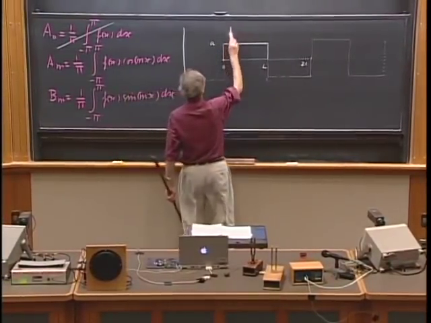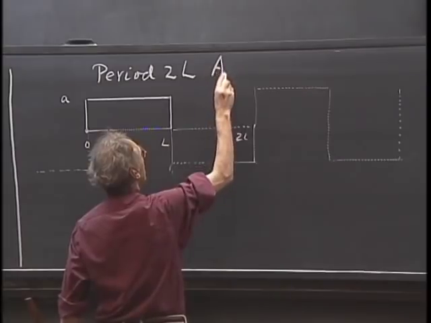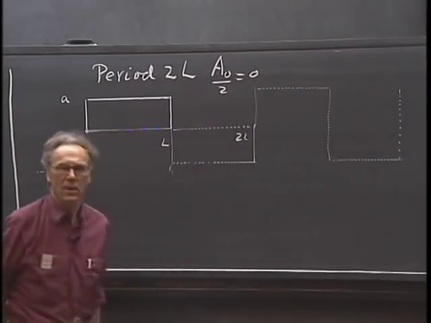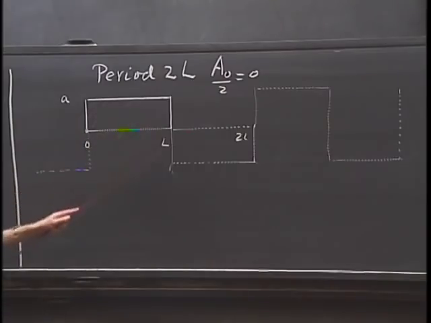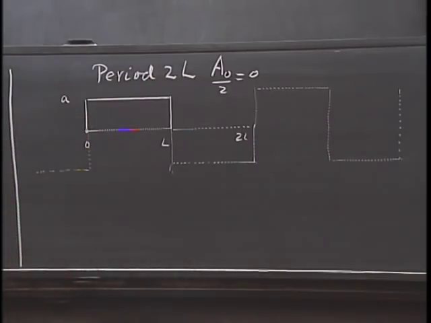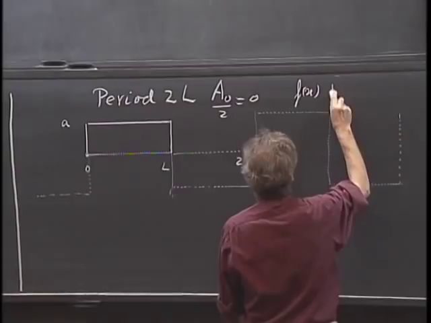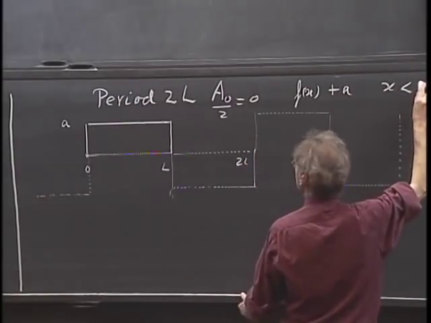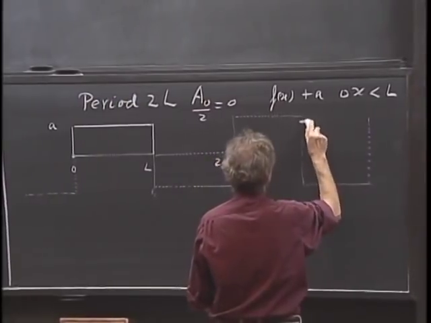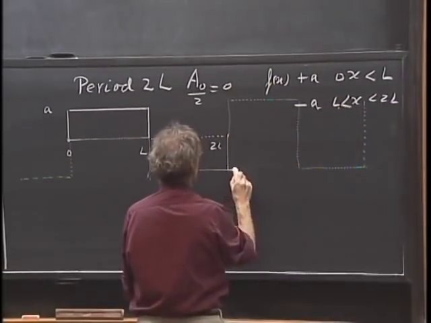So that means my period is 2L. And also notice that by doing that, my a0 divided by 2 is 0, because the average value of this function, which is now defined between 0 and 2L, and much beyond 2L, and below 0, that function has an average value of 0. And so my function now, you can write down y of x if you want to, is plus A for x being between 0 and L, and it is minus A for x between L and 2L, because this here is minus A.